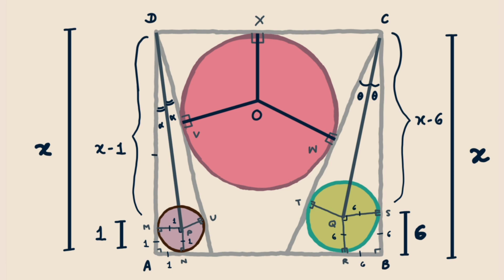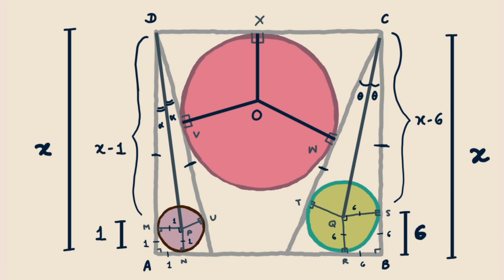Now the other thing that we are going to equate between these congruent triangles is the side length. DM has a length x minus 1, therefore DU would also have a length x minus 1. Similarly over here, CS has a length x minus 6, therefore CT would also have a length x minus 6. Now all the required markings for these bottom triangles are done.